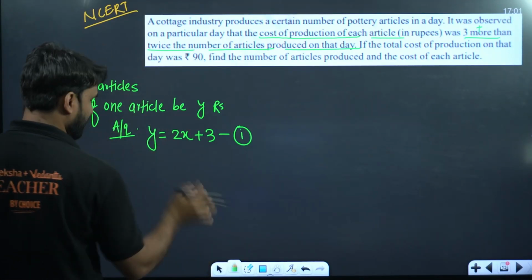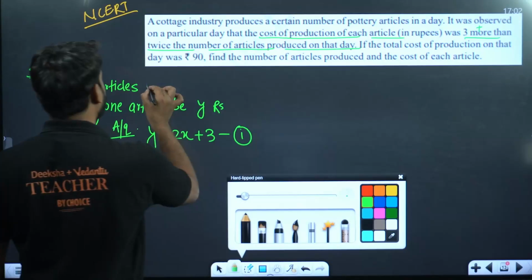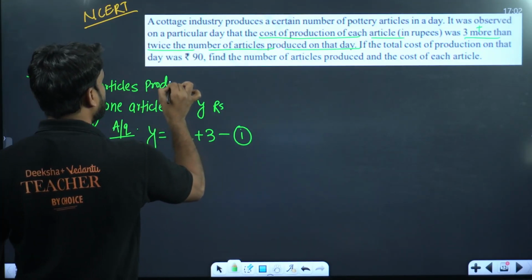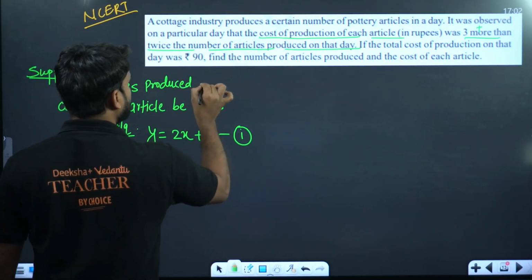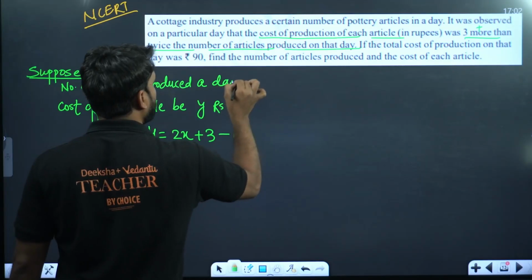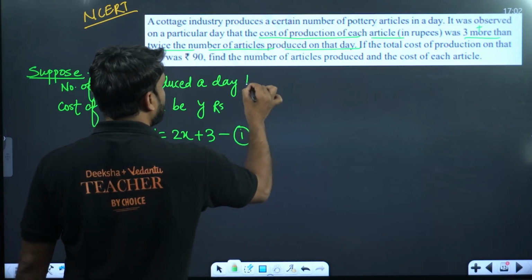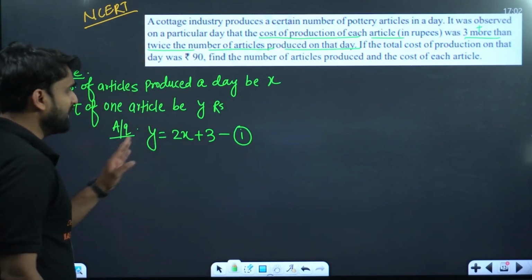This is the number of articles produced actually. Number of articles produced in a day be X. Okay, so the first equation is done.